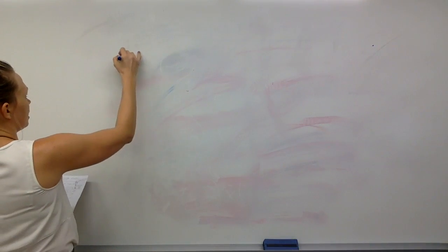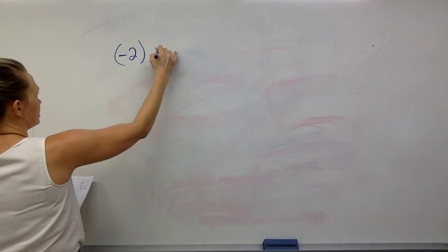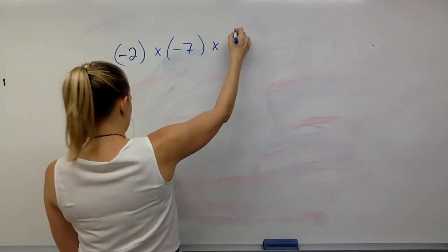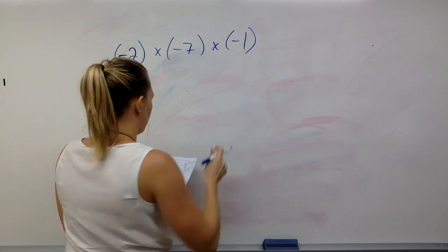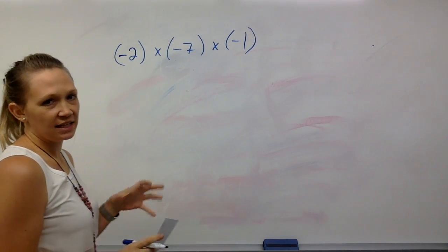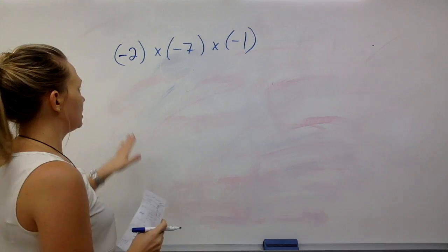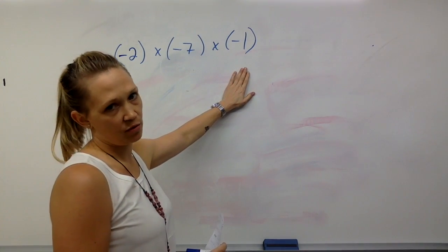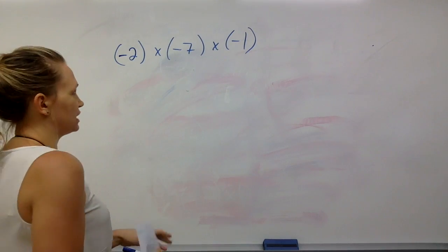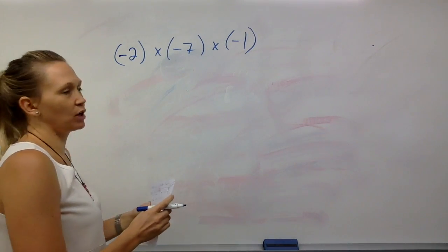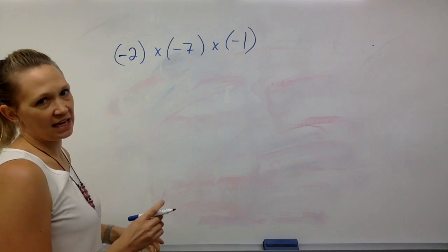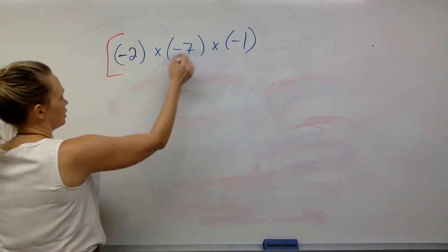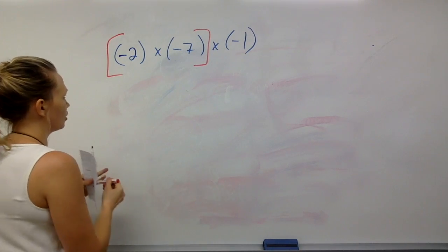Let's take -2, for example, times -7 times -1. I want to look at that and see what our final answer would be. The math is pretty easy. You're going to take 2 times 7 times 1. So what's that? I hope you said 14. But let's look at this a little bit more carefully. It's easy to think about if we just take it in sets of 2. So my instruction to you is to think of it in sets of 2. So let's do that first.